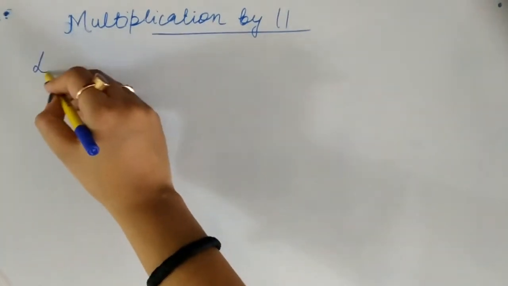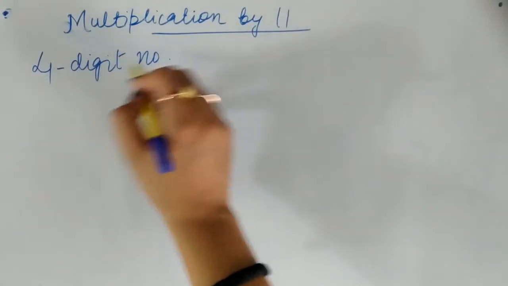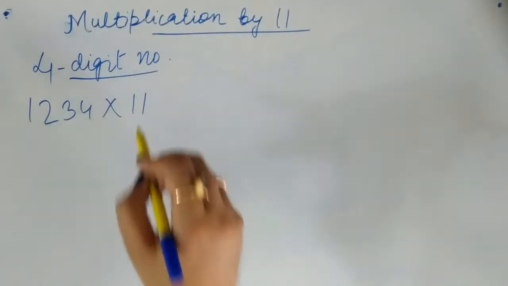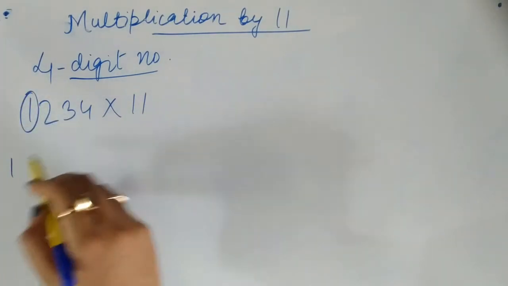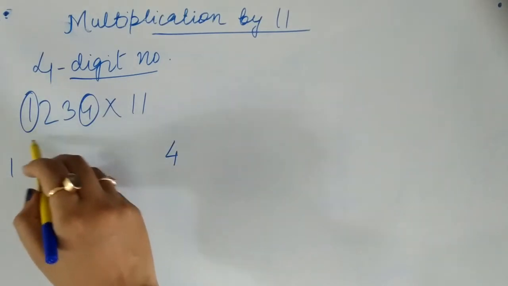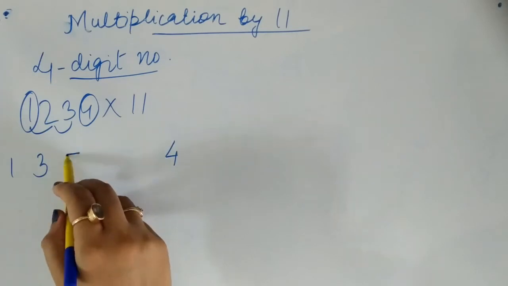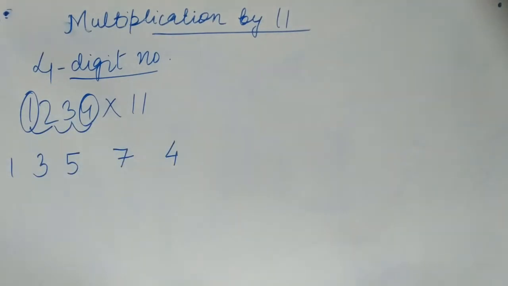Now let's take another 4-digit number as an example. Let's say we have 1, 2, 3, 4 multiplied by 11. So now again we have to write this first digit 1, then last digit 4. And then you have to add in pairs. So 1 plus 2 will give us 3, 2 plus 3 will give us 5 and 3 plus 4 will give us 7. So 13574 will be the answer.